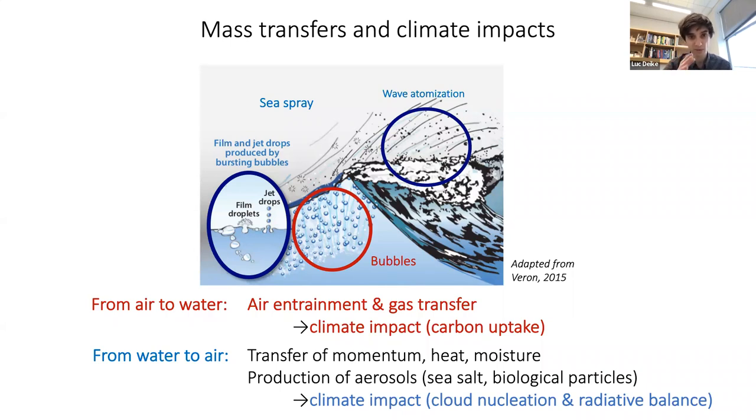And it's, to me, one of the fascinating features of this problem that we're talking about processes that are very small scale, from micron to millimeter, when we think about the drops and bubbles, and that are really going to have an impact on large scale atmospheric processes. And so that really calls for thinking about all of the scales involved in the processes and how we can simplify the picture if we want to model them properly.